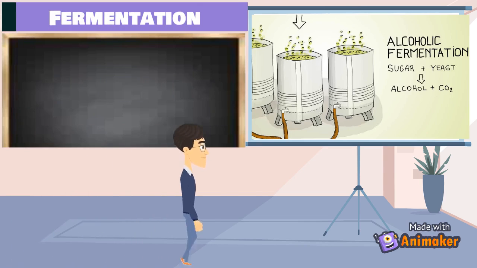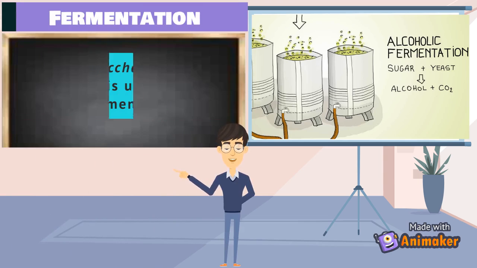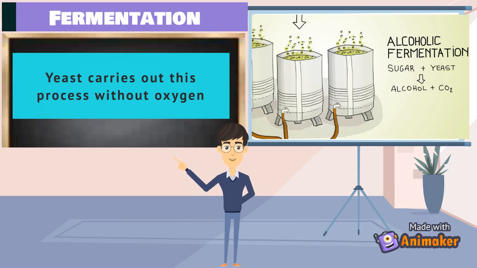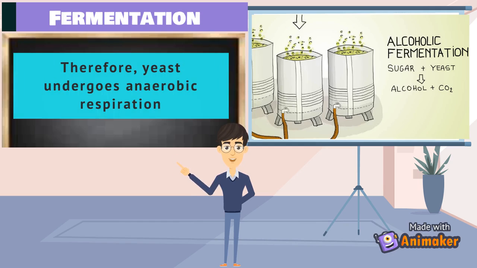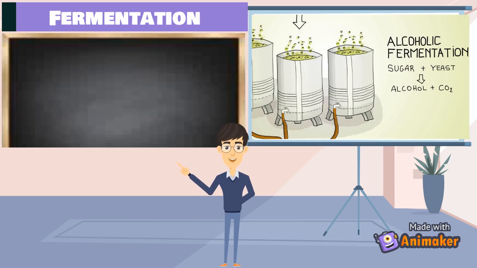Step 3. Alcoholic fermentation. The yeast shown above is used during the fermentation. Yeast breaks down sugar in the grape to form pyruvate molecules. Yeast carries out this process without oxygen. Therefore, yeast undergoes anaerobic respiration. Pyruvate molecules are then broken down into ethanol, carbon dioxide, and NAD+.